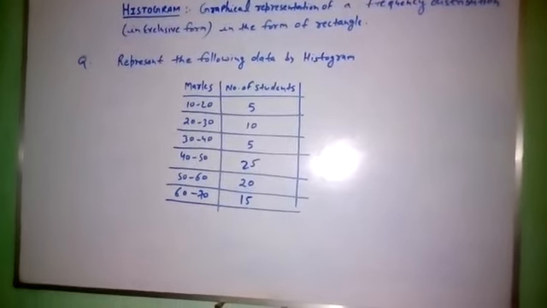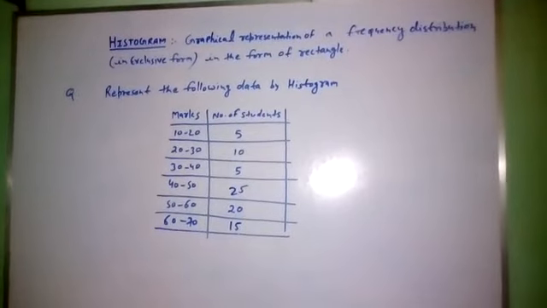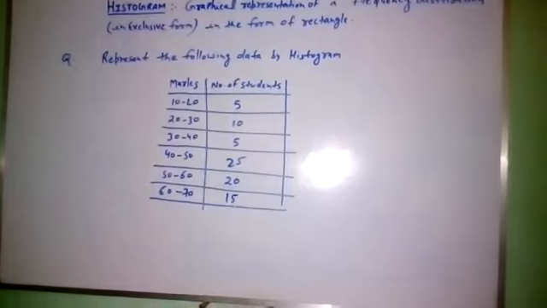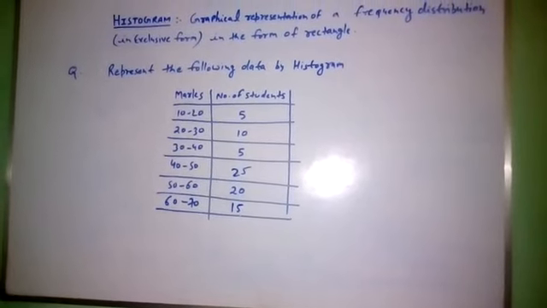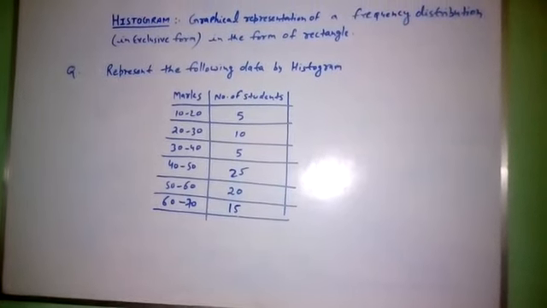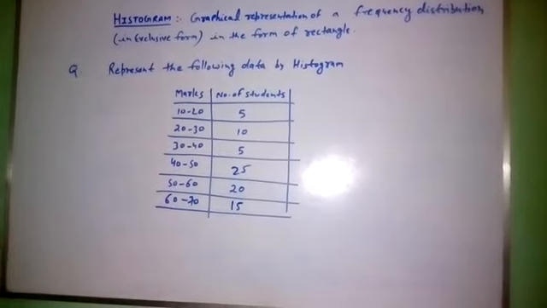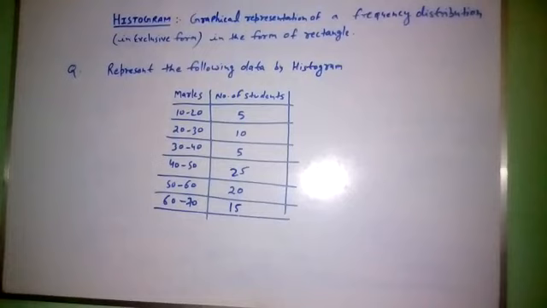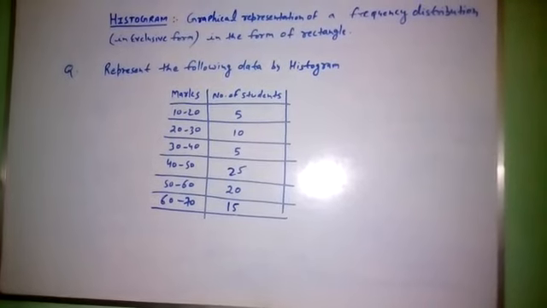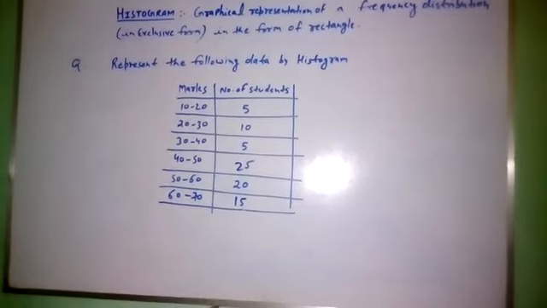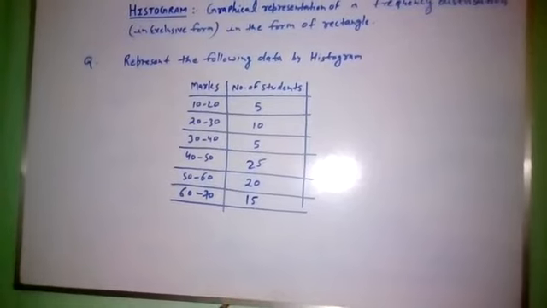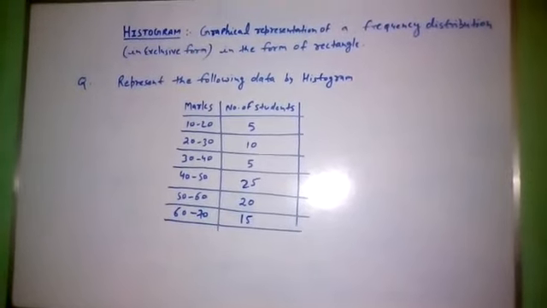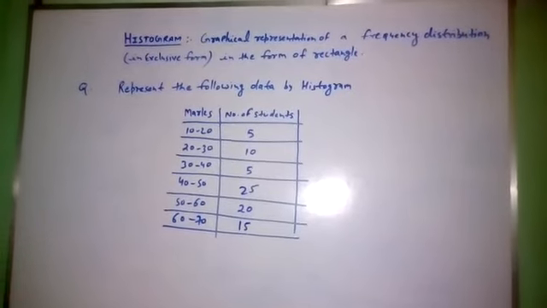Now see the question, how you draw a histogram. Represent the following data by histogram. Marks are given: 10 to 20, frequency 5; 20 to 30, 10; 30 to 40, 5; 40 to 50, 25; 50 to 60, 20; and 60 to 70, it is 15. It is given the information. How will we draw it on the graph paper?